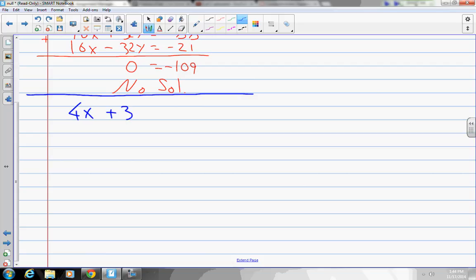4x plus 3y equals 11, and then negative 5x plus 2y equals 15.